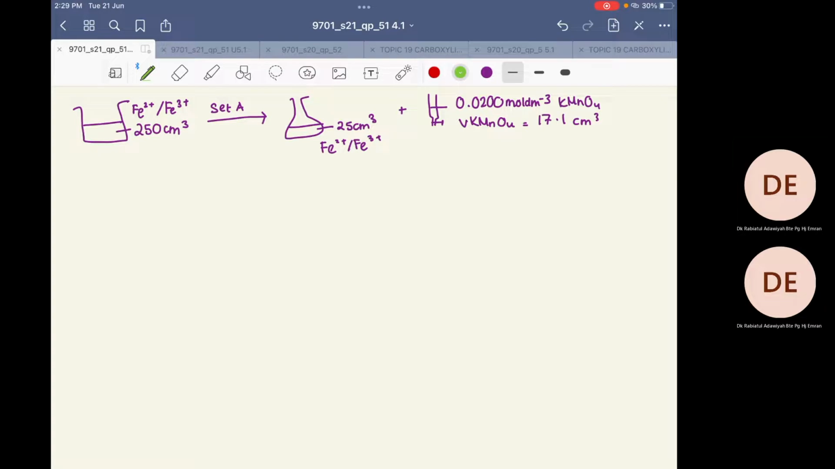I do the titration. So you can see that if I know the volume and the concentration, I can find the number of moles of potassium manganate. Okay? But I'll leave the calculation for later. The second experiment, which is called set B, I take 100 centimeter cube from the original solution.